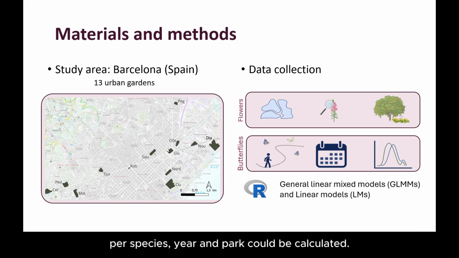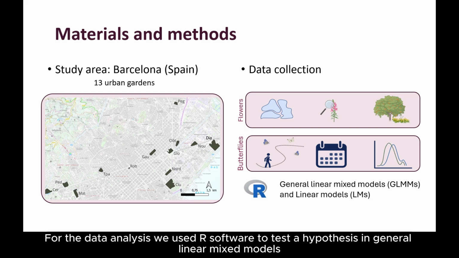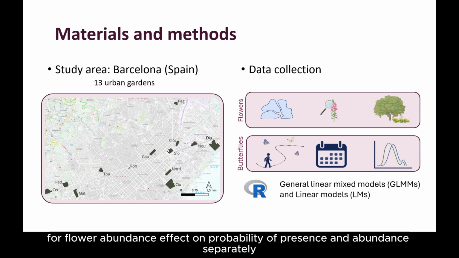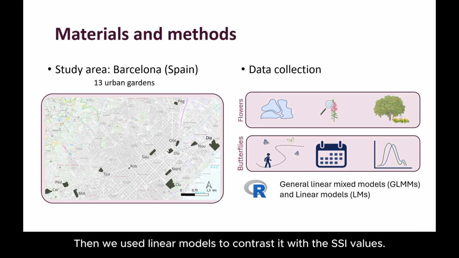For the data analysis, we used R software to test the hypothesis with generalized linear mixed models for flower abundance effect on probability of presence and abundance, separately. Then, we used linear models to contrast it with the SSI values.